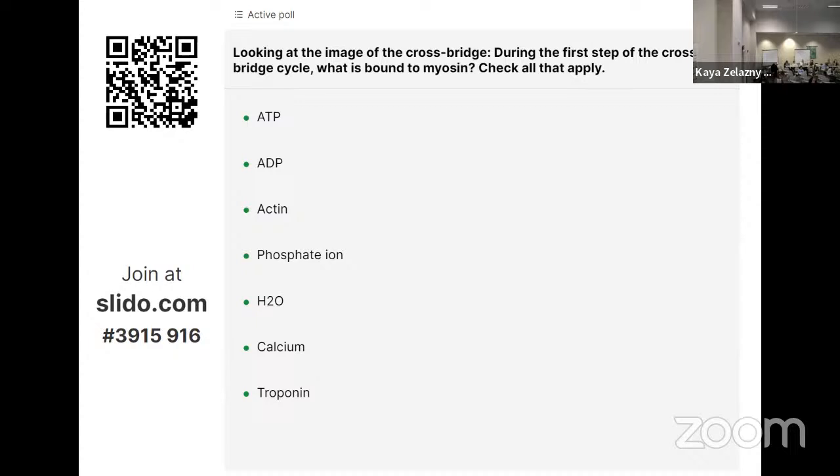We're doing this because eventually all of these things are going to be involved in our understanding of how and why the muscle is contracting. So it's worth it to pay careful attention to what's going on at each point in time.